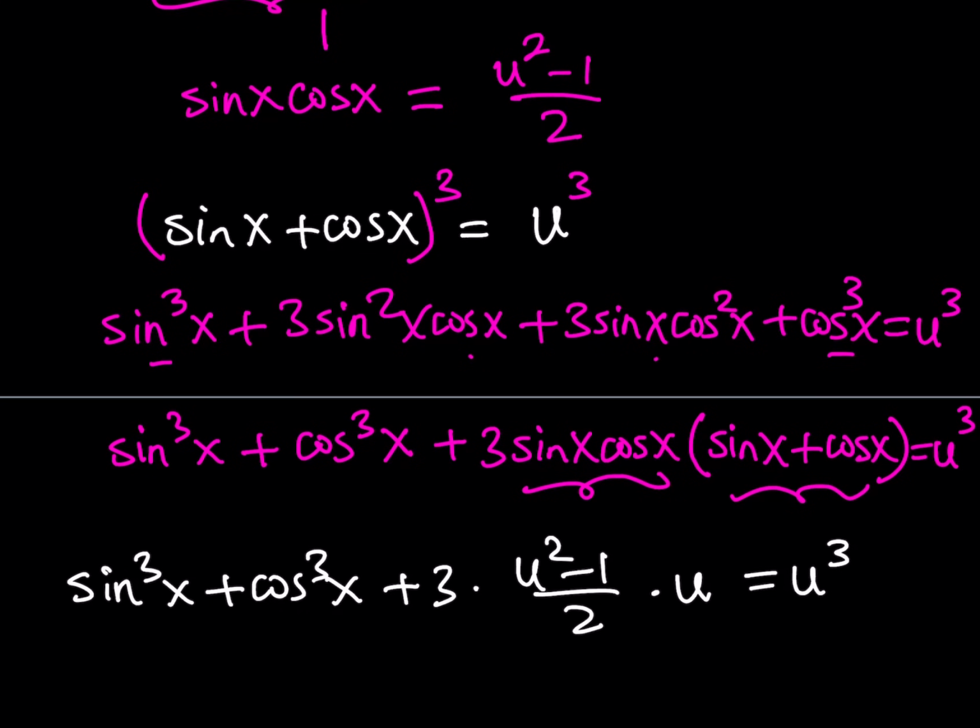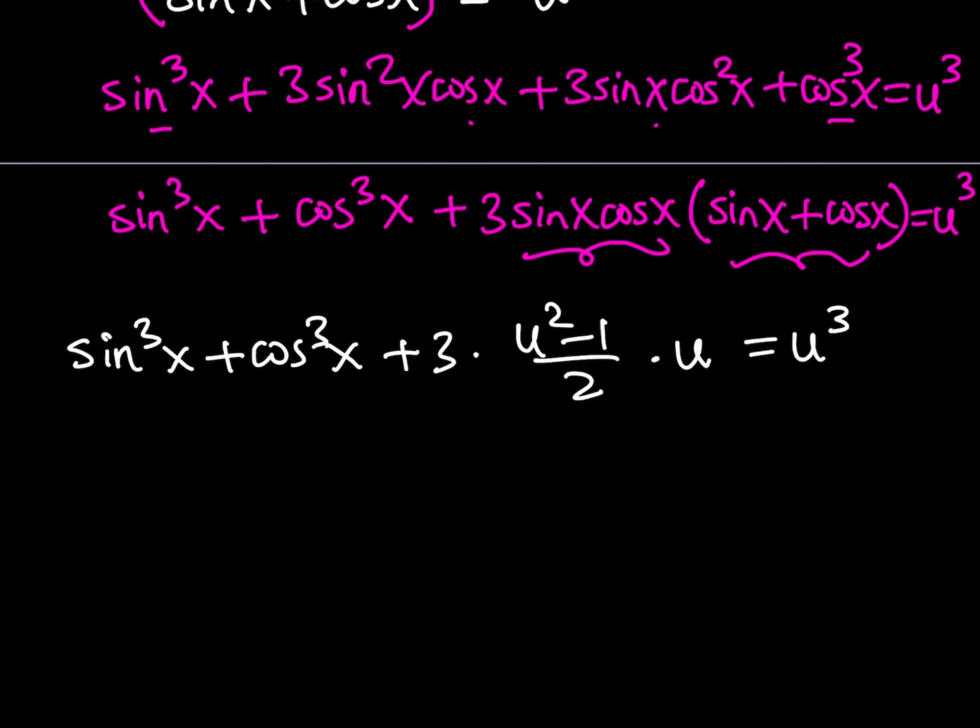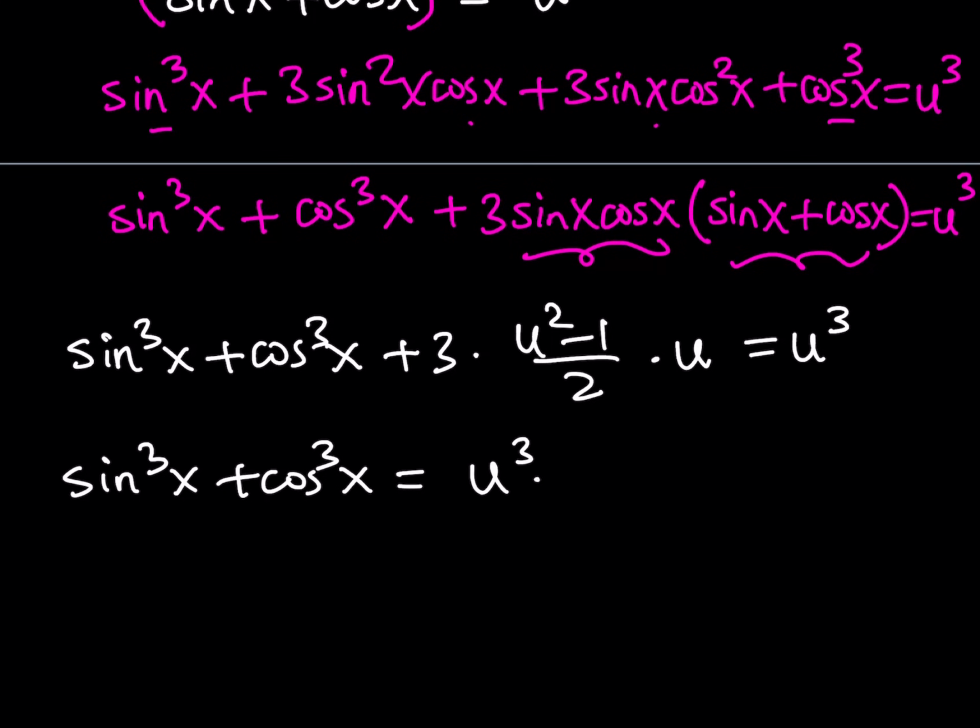So what I'd like to do next is subtract this term, the 3 times u squared minus 1 over 2 times u, from u cubed, so that I can get sine cubed x plus cosine cubed x by itself. That was my goal, okay? So let's go ahead and do that. So this is going to give me u cubed minus. If you distribute the 3u, you should be getting 3u cubed minus 3u divided by 2.